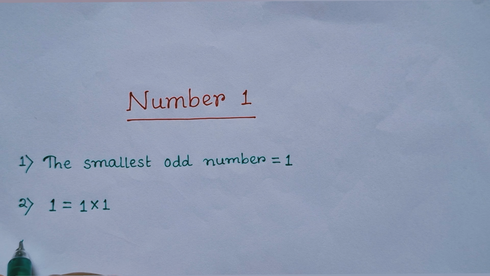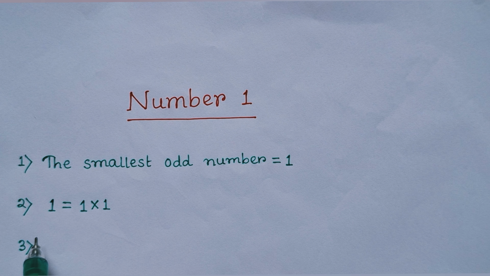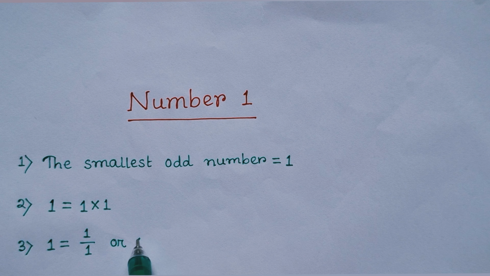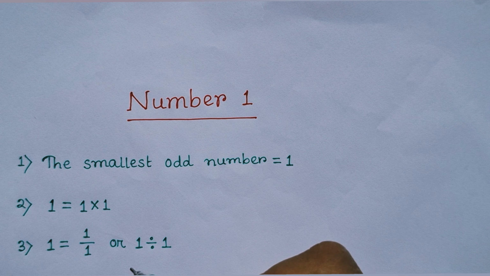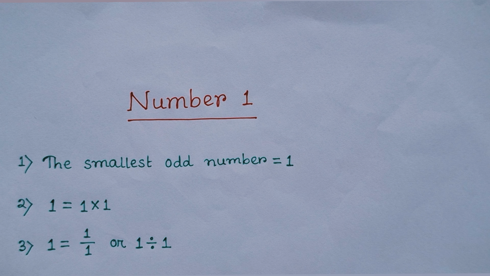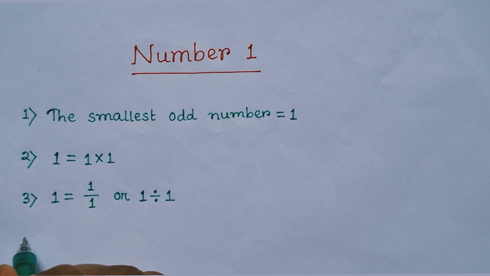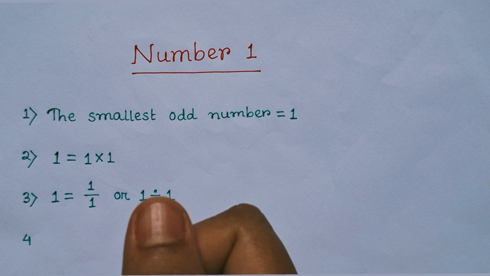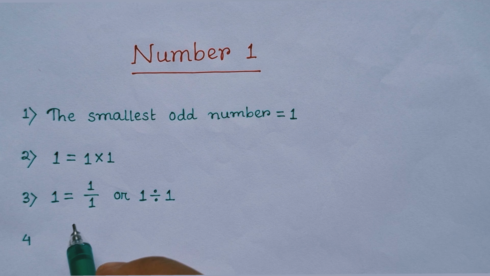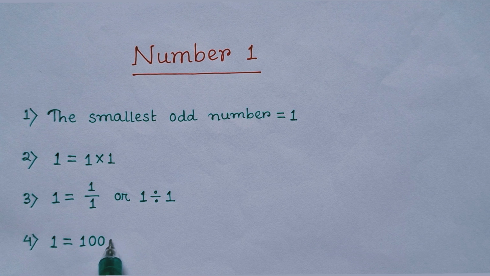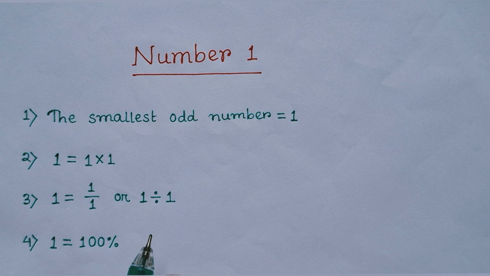Number 3. If we want to represent 1 in the division form, how can we write? 1 can be written as 1 by 1 or 1 division sign 1. Any number divided by 1 gives the same value. Let's move to the next formula. If we would like to represent 1 in percentage form, then how can we write? 1 equals 100%. We can write 1 equals 100%. 100% means 1.